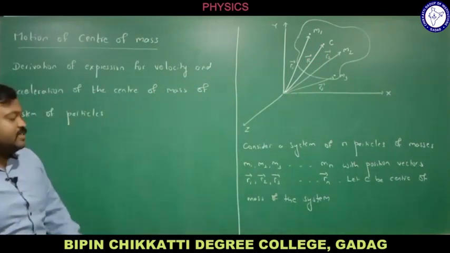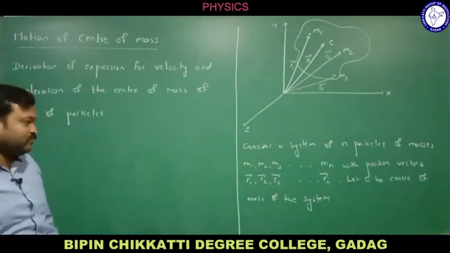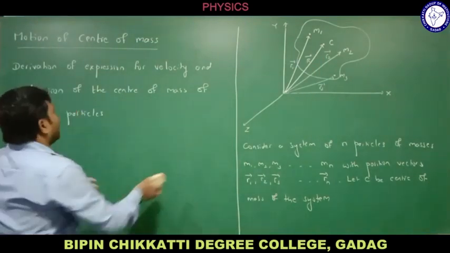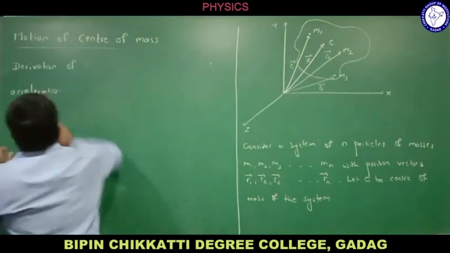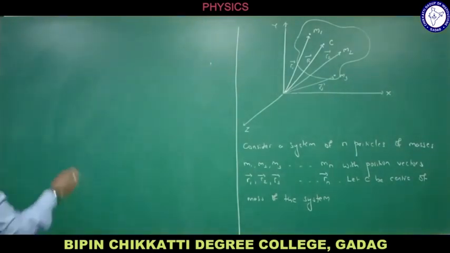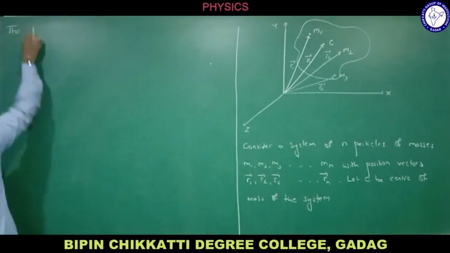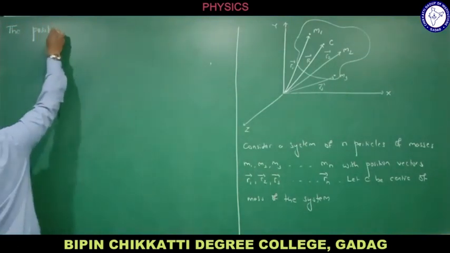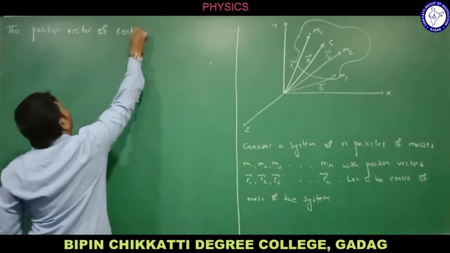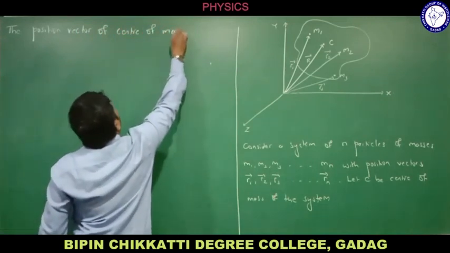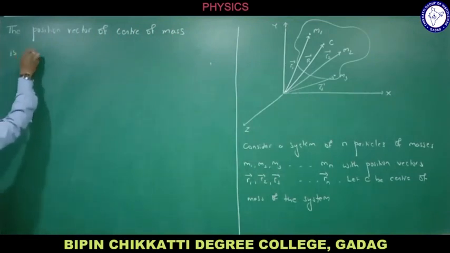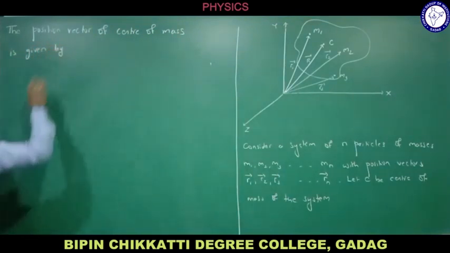Let C be the center of mass of the system. Then the position vector of the center of mass, we know that. How to calculate the position vector of the center of mass? It is given by the following.